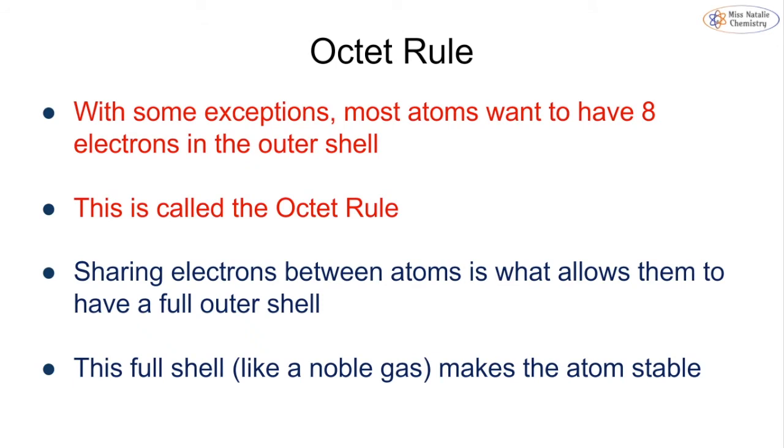Now, with some exceptions, most atoms want to have 8 electrons in their outer shell. Now, we're not going to focus too much on the exceptions just now. We're going to focus on the ones that do want 8 outer electrons. And we call this the octet rule. And the reason that they want 8 outer electrons is they want to be stable like a noble gas. Having a full outer shell gives an atom stability. So what the atoms will do is they will share their electrons between them to allow both to have a full outer shell. And what we can do is we can show this using a dot and cross diagram.